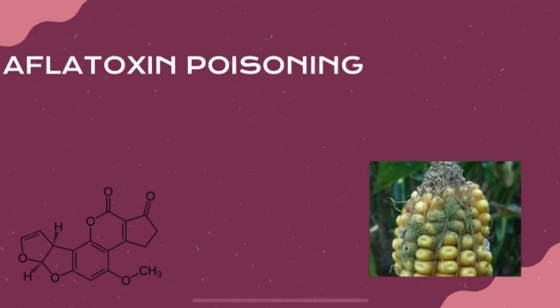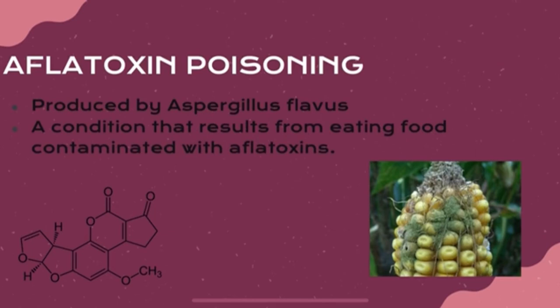Aflatoxin poisoning. Produced by Aspergillus flavus, which is a common mold. A condition that results from eating food contaminated with aflatoxins. The risk to humans is still unknown, pero may evidence na this contributes to cirrhosis of the liver and cancer of the liver in some countries such as India and Africa.